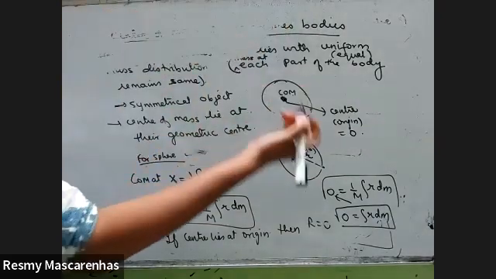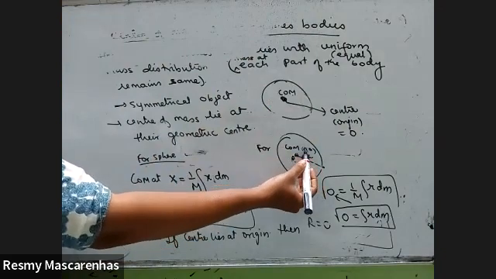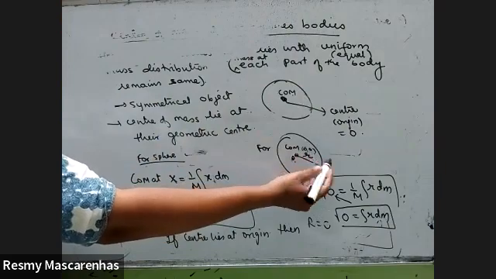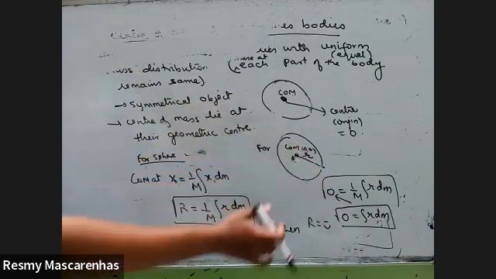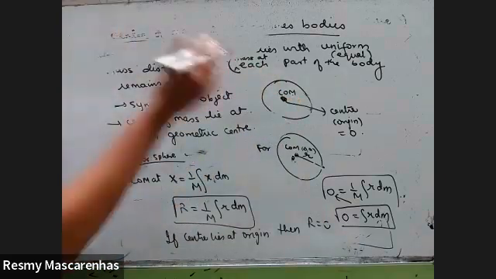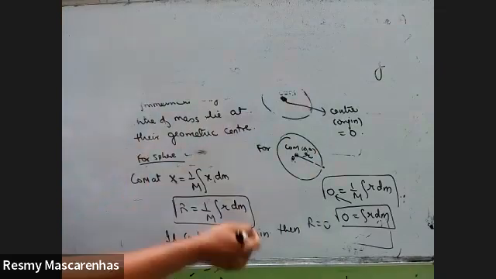It could lie somewhere else also, at some other point, suppose 1 comma 2, then it will not be 0. Then the x part will be 1 and the y part would be 2. This is only explained for the origin.